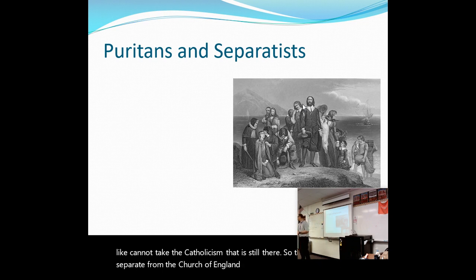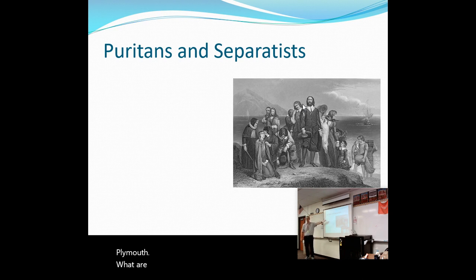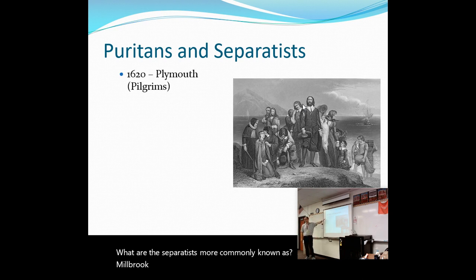And I'm going to give you a big hint. They're going to go on a pilgrimage. They're going to first go to the Netherlands, but they'll be kicked out of the Netherlands. So then they go on another pilgrimage to the New World, and they settle in Plymouth. What are the separatists more commonly known as? Pilgrims.